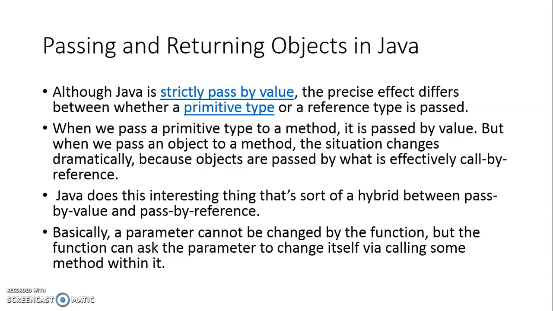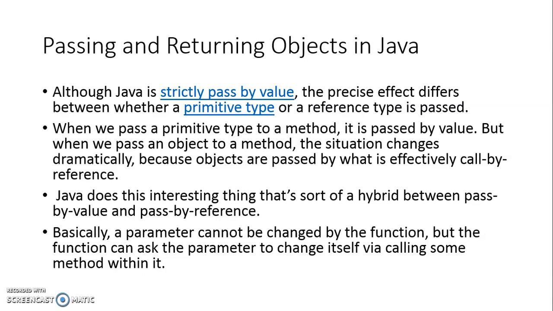Now, passing and returning objects in Java. We have passed only parameters so far. Here we can pass and return objects in Java. Although Java is strictly pass by value, the precise effect differs between whether a primitive type or a reference type is passed. When we pass a primitive type to a method, it is passed by value.